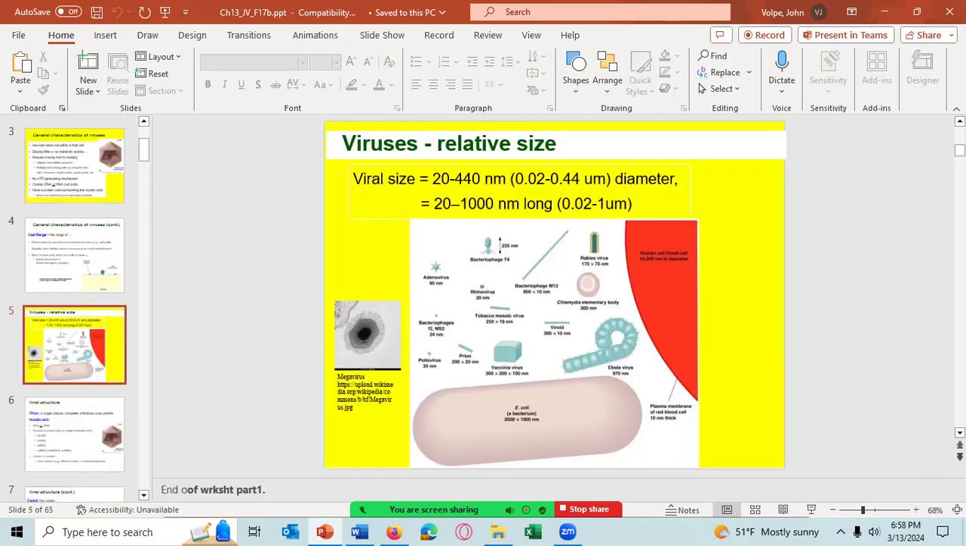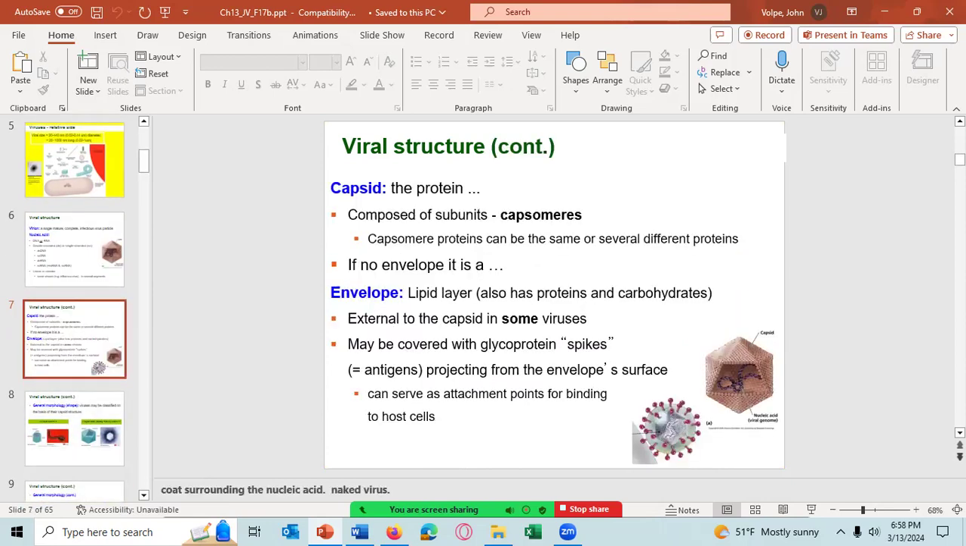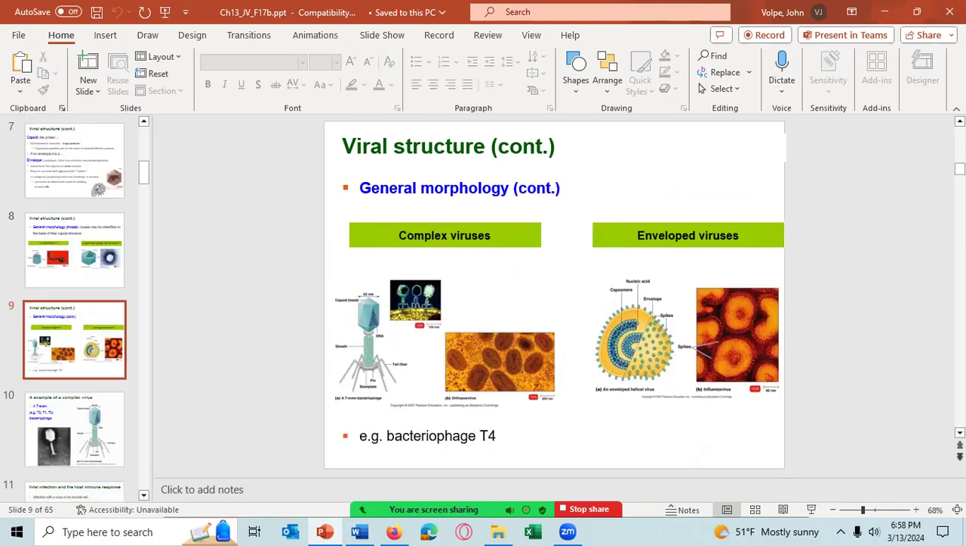You know, the relative size of the viruses. We already talked about that. You know, the different morphologies of viruses. They take three basic shapes. A capsid is either a helix, a polyhedral, or then a complex virus, which can take on any shape.